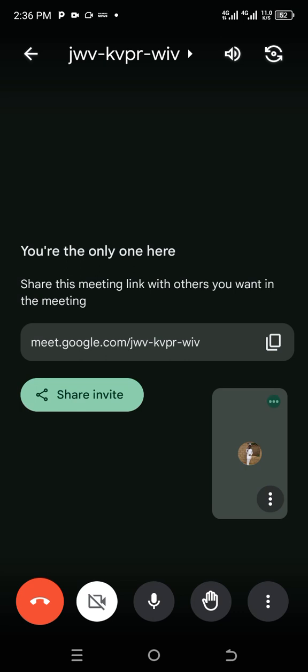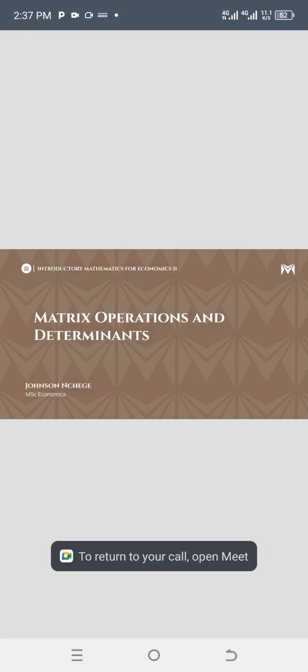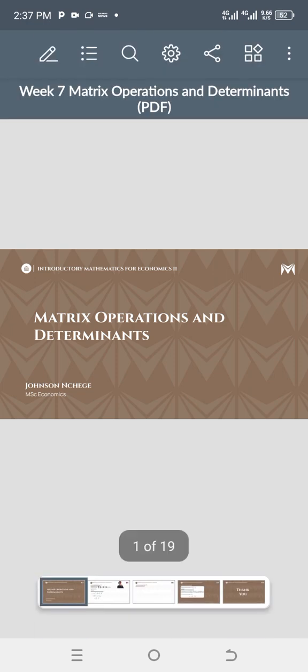So, we are going to be focusing on Eco 104, that is Introductory Mathematics for Economics. And also, we will be focusing on week 7. If you go through your module and open week 7, I believe you get to find this topic: matrix operations and determinant.